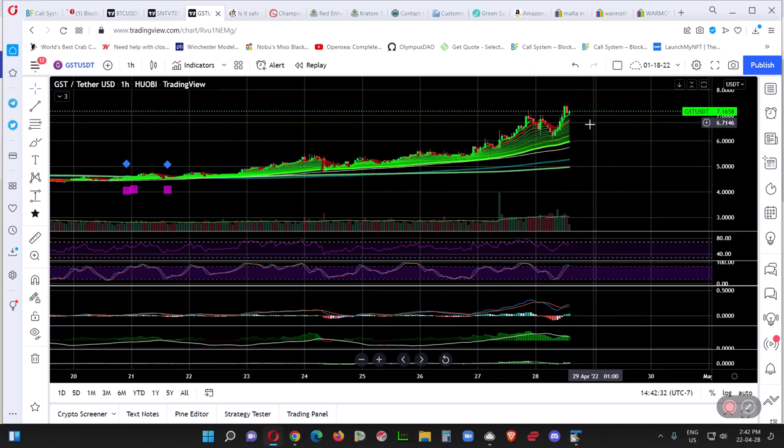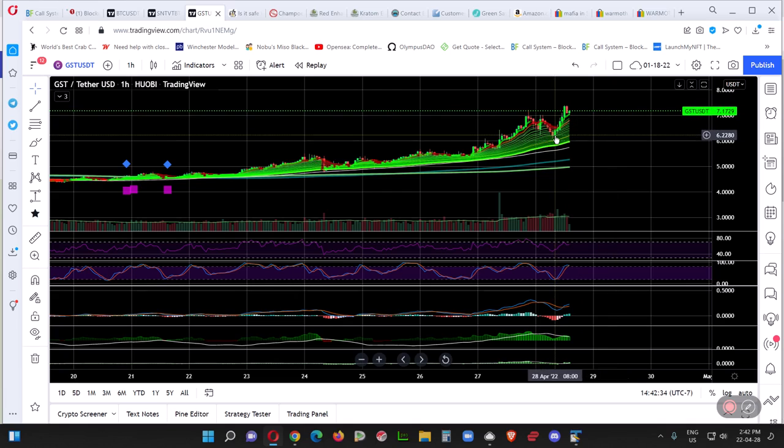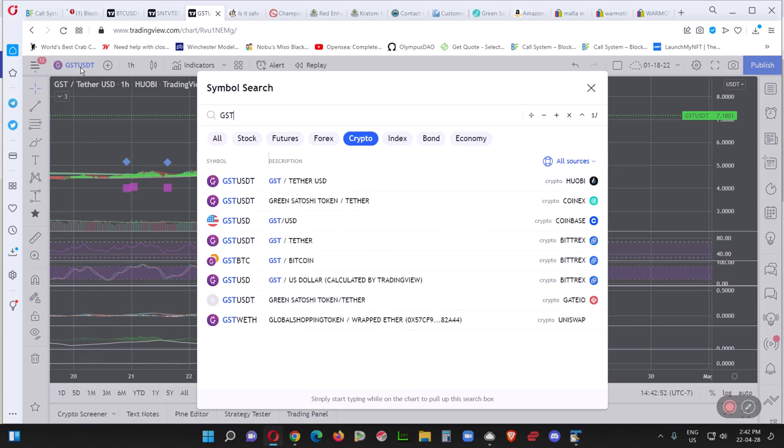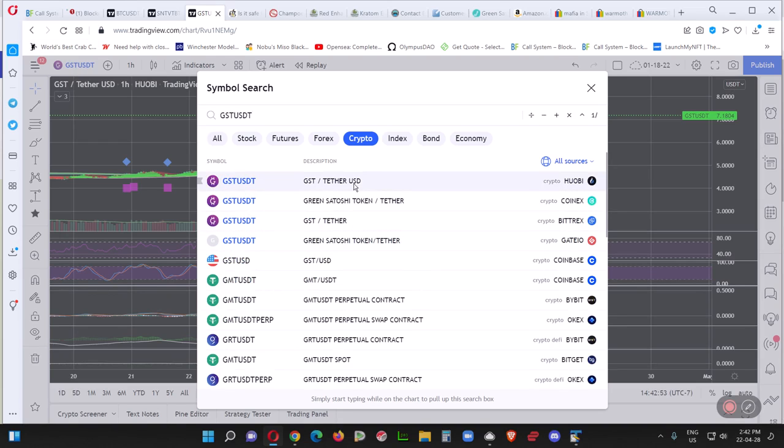Get it at a low price and then stay in long enough to where it doesn't matter if it retraces. You're going to still be way ahead. But I would look at this coin seriously, this GST, only available on Huobi, Bybit, CoinX, I think. Yeah, Huobi, CoinX, Bittrex, and Gate.io.